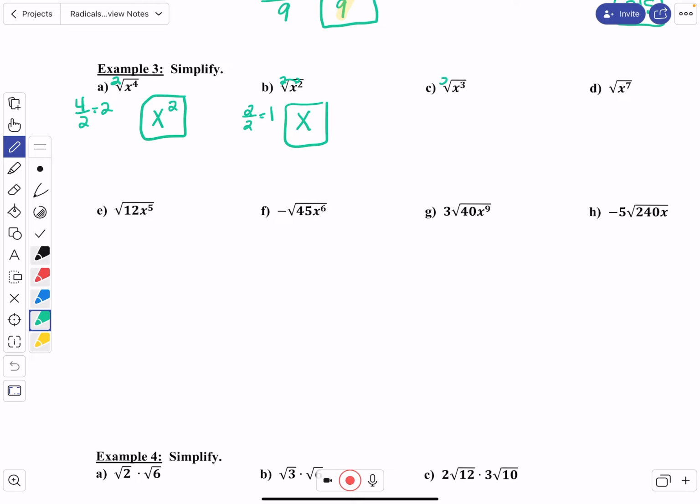Now, what if we have an odd power? Because 2 will go into 3 one time. So 3 divided by 2 is not a whole number. It's actually like 1.5. So this method is a little bit harder to use. So what we want to do here is use our long division rule. And a lot of you are going to get to where you can do this in your head. 2 will go into 3 one time, and you have 1 left over.